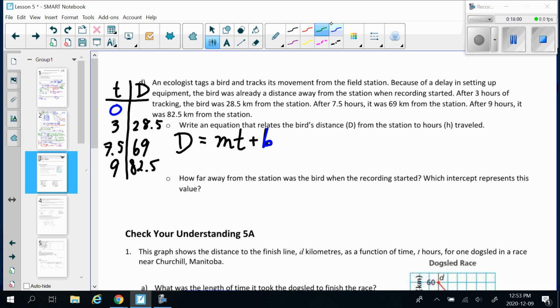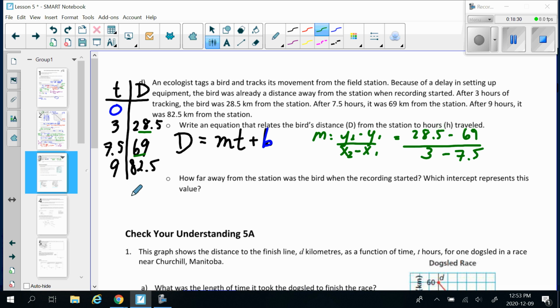I can calculate the M by doing y2 minus y1 over x2 minus x1. So I'm just going to go ahead and take this as my y2. So 28.5 minus y1, I guess I'll take this as y1, divided by x2, which is 3, minus x1. As soon as I have 2 points, I can do this. Why didn't I choose the other 2 points? It shouldn't matter. You can choose any 2 points you want.